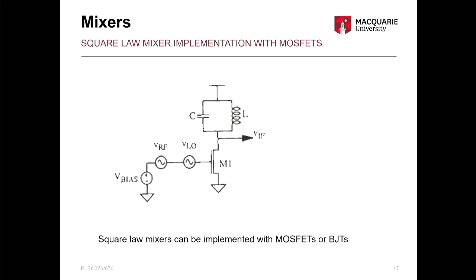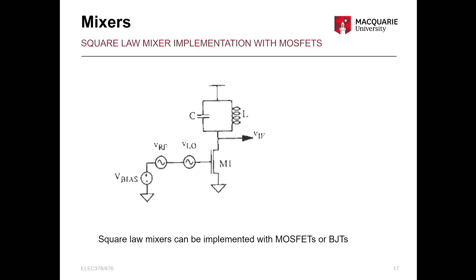Another way to use it in a more simplistic way is to put them in series. Now we have LO, RF, and V bias in series, so they all add because of the superposition theorem. You had a question? No, I didn't understand this.